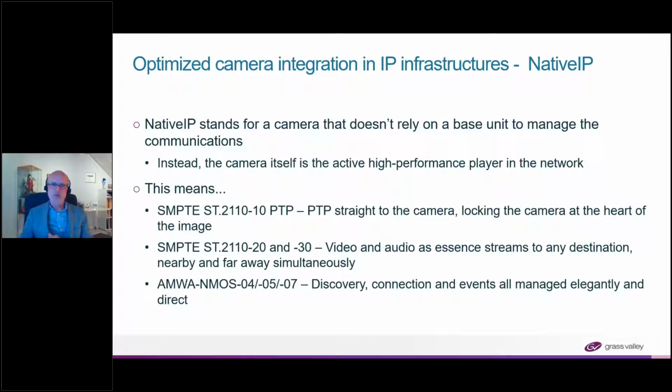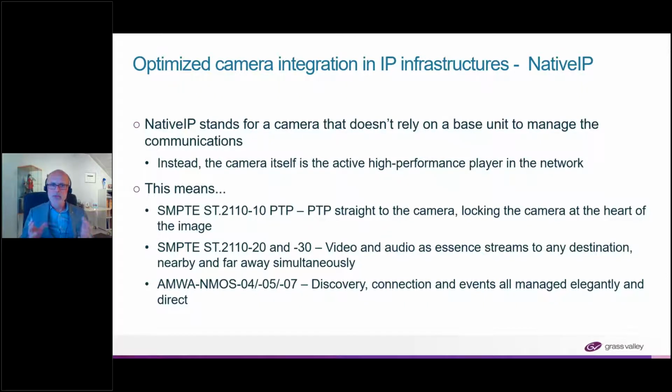And the camera supports, of course, all the current SMPTE standards, the 2110 standard, -10 for PTP. And PTP is really done straight from the camera. It's not a PTP signal which arrives on a camera base station and then is converted inside the base station into a black burst or a tri-level sync signal going to the camera head. No, the PTP signal, the timestamp, starts at the moment the signal leaves the imager. So it's as early as possible. It's using PTP already to synchronize all the signals.